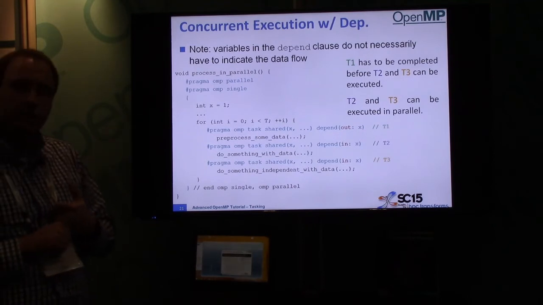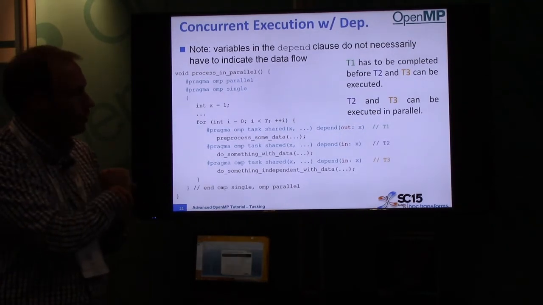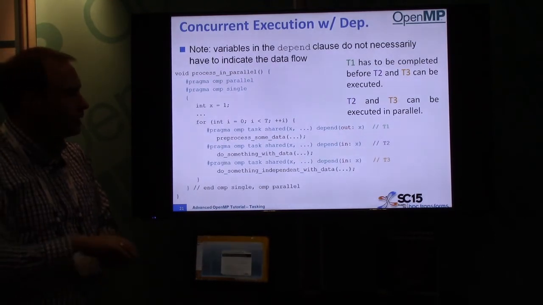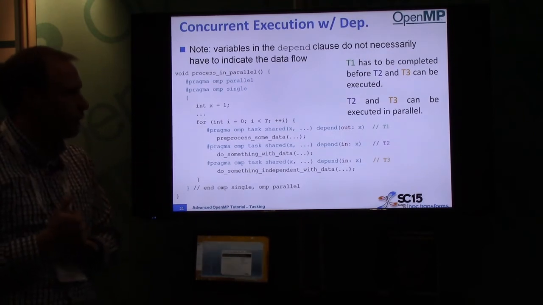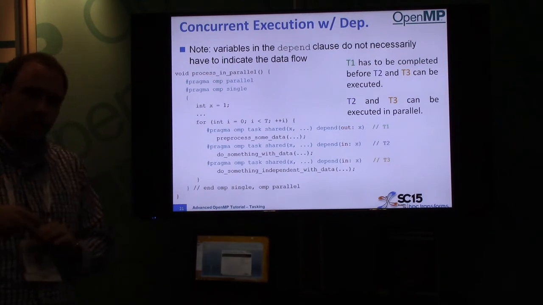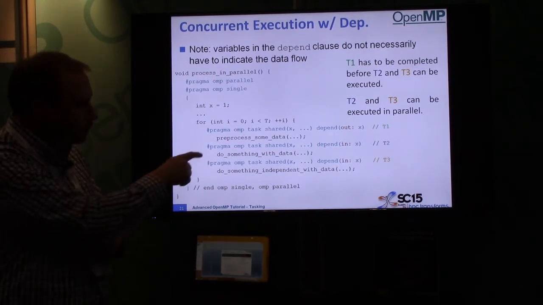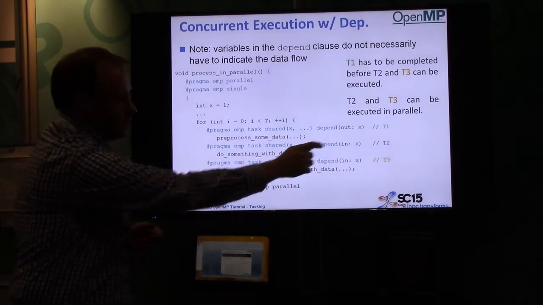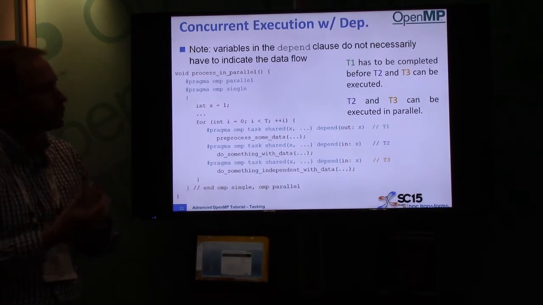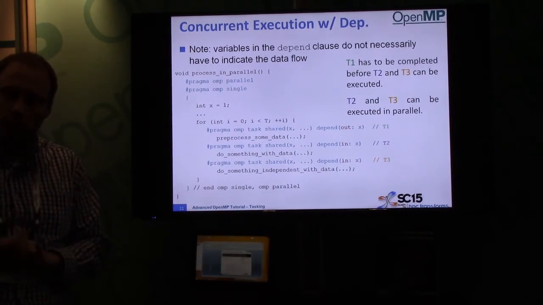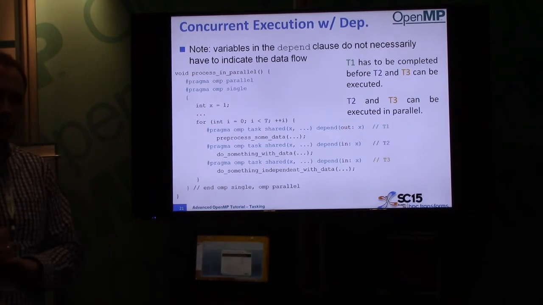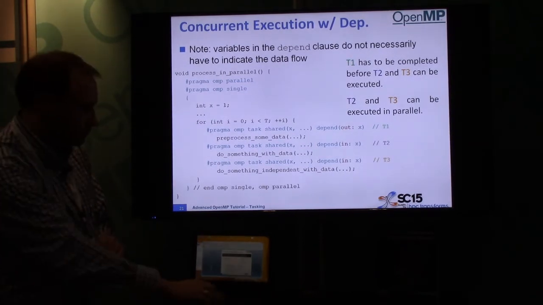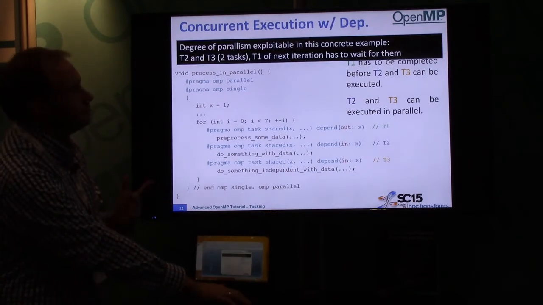So we have again the parallel single pattern, which creates one thread that starts the execution here. It will loop over several iterations of this I loop here, and it will create one task which I call T1 that does some pre-processing of the data. It has an out dependence on the variable x, and then we have tasks T2 and T3, which are siblings of this task, but they have in dependencies on the variable x. And that means first T1 has to be completed before T2 and T3 can be started, but T2 and T3 can then be executed in parallel. Okay, and yeah, that's what I just said.